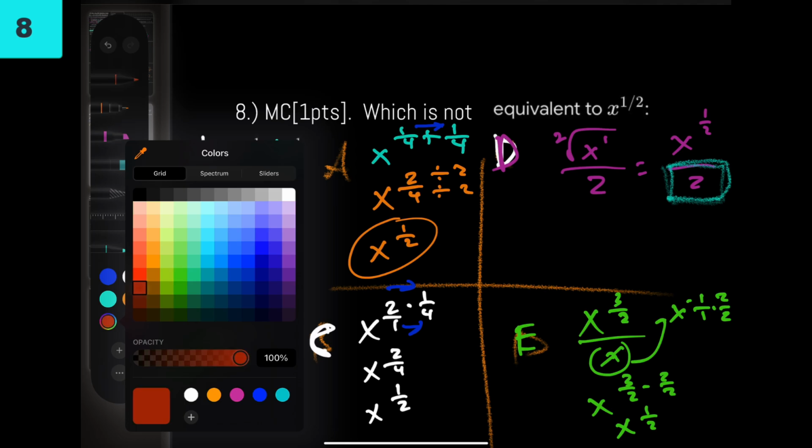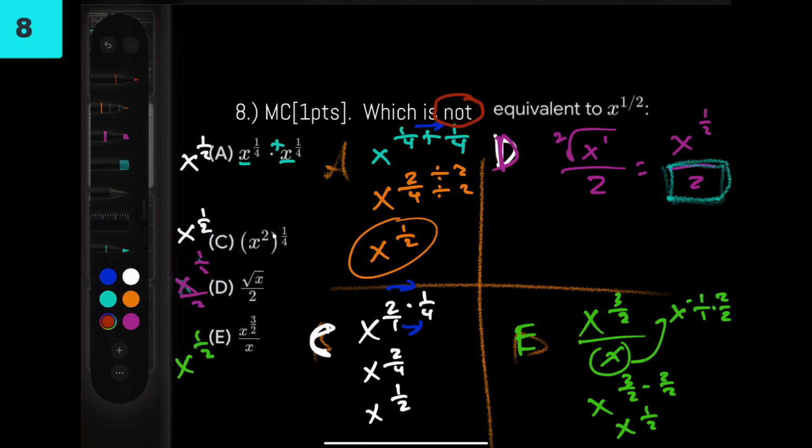Okay, now it says which one is not. Okay, so this is 1/2, 1/2, that one's 1/2. The only one that's not x to the 1/2 would be choice D.